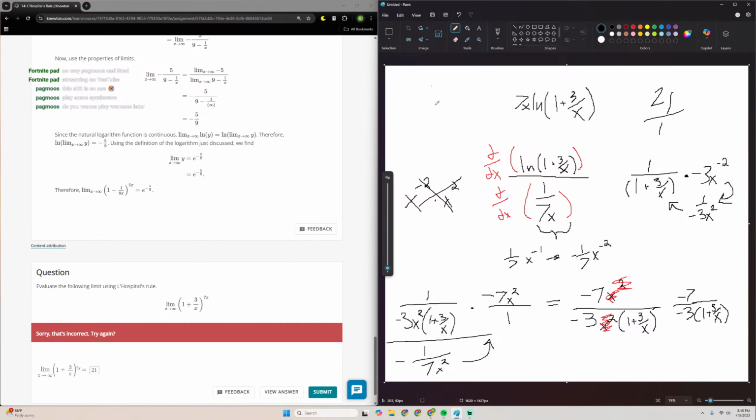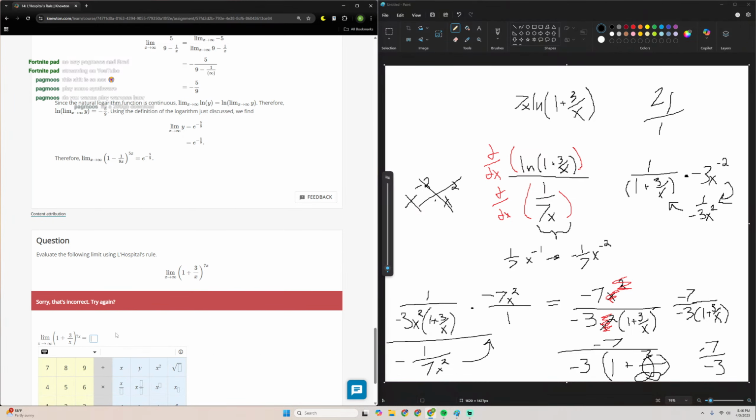So plug in infinity. 3 divided by infinity plus 1, 3, negative 7. This should just be 1 times, wait, no, whoops. 0 plus 1, 1, negative 3 over 7. 7 over 3. Let's hope that accepts it.